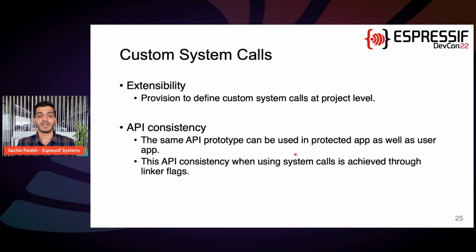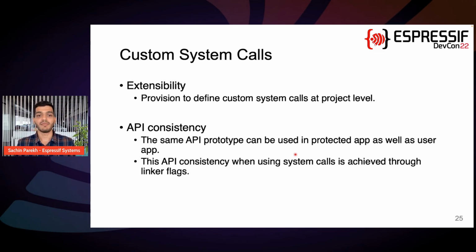So what I mean by the API consistency is that you can use the same function prototype in the protected application as well as the user application. So let's say, for example, xTaskCreate or vTaskDelay. These are certain OS primitives which will be used by both protected application and user application.